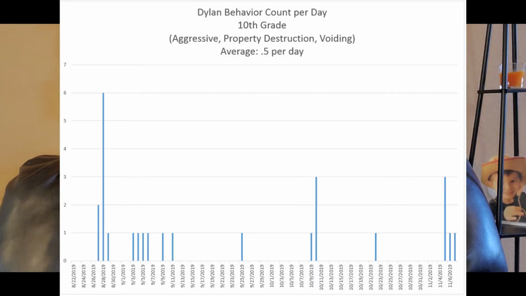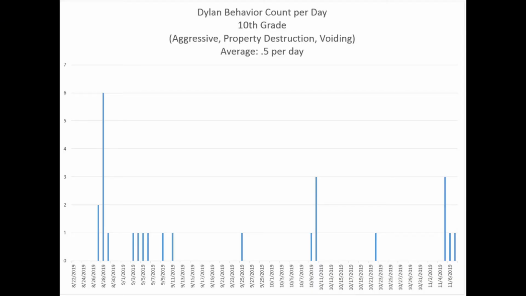So next I want to show you, and try not to jinx myself by doing this, Dylan's 10th grade year. Right now it is November of 2019. He's about 3 months in, almost a full semester into 10th grade, and things seem to be going better. Here's a count of the behaviors day by day, and as you can see, the behaviors have significantly dropped off as far as the number of behaviors manifested each day.